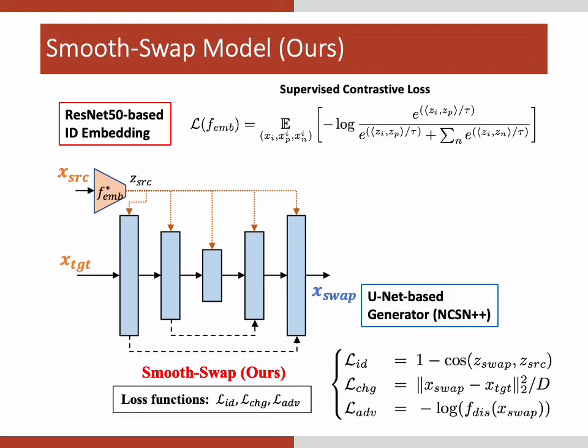Loss functions are simple as well. The first two are the ID and the perceptual loss explained earlier. The third is an adversarial loss to make the images realistic, and that's it.